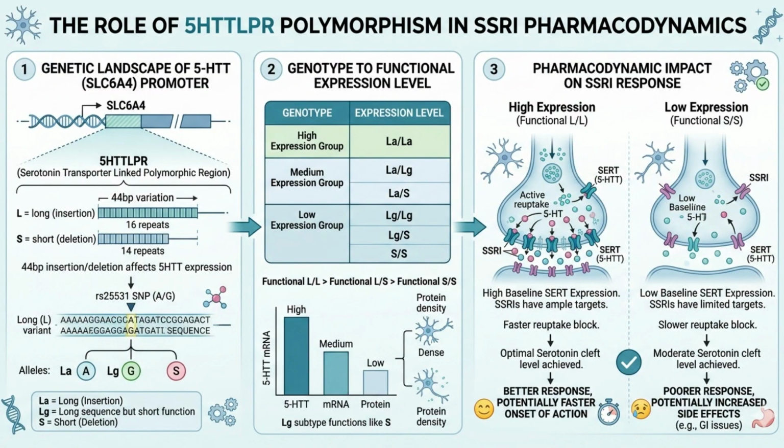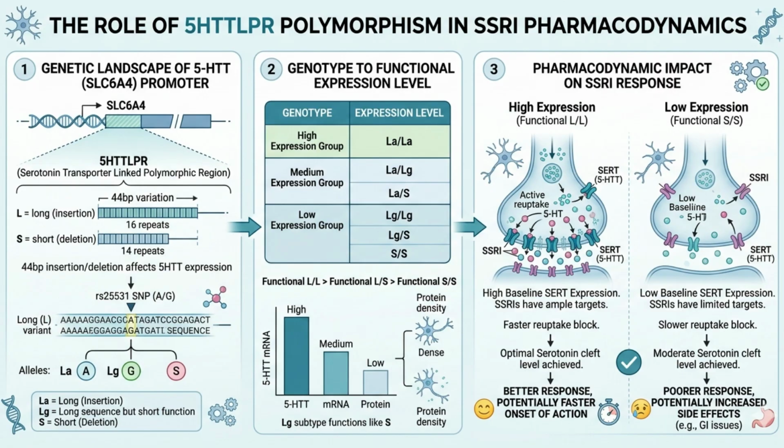Now we will analyze the role of the 5HTTLPR polymorphism on SSRI pharmacodynamics. This illustration is divided into three logical panels. Panel 1 details the genetic landscape. Our target is the SLC6A4 gene, responsible for creating the serotonin transporter, or 5HTT.